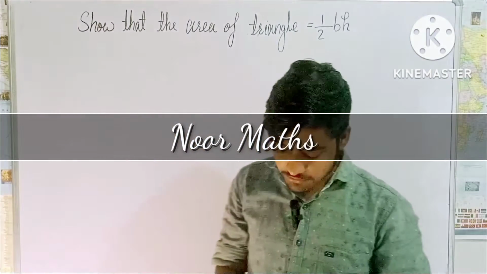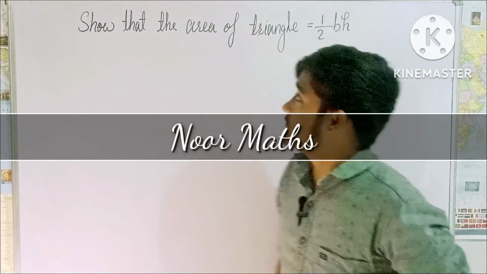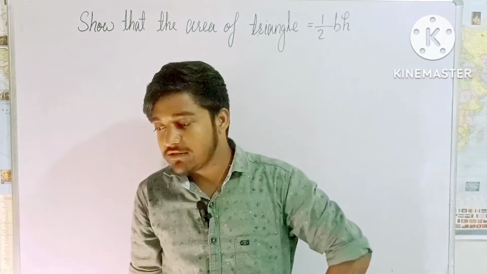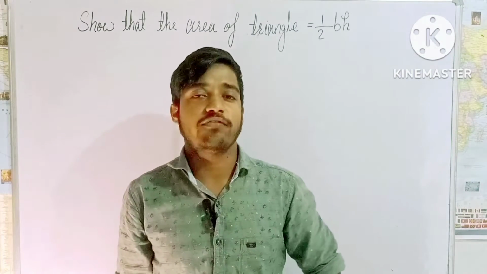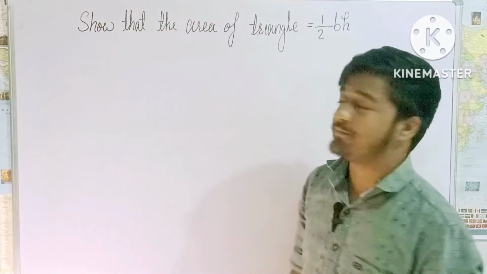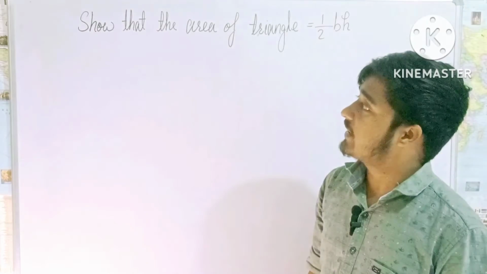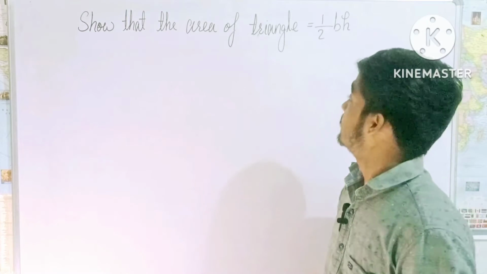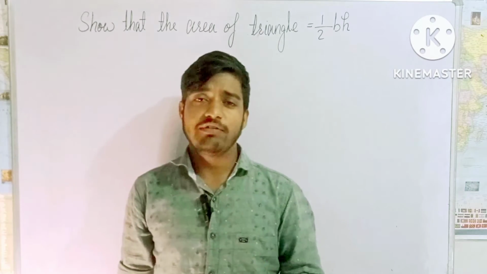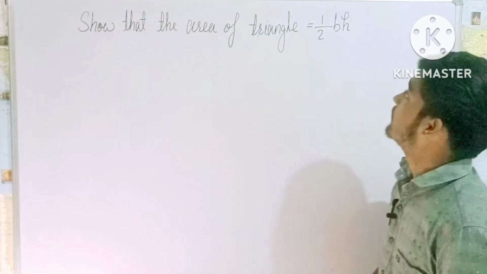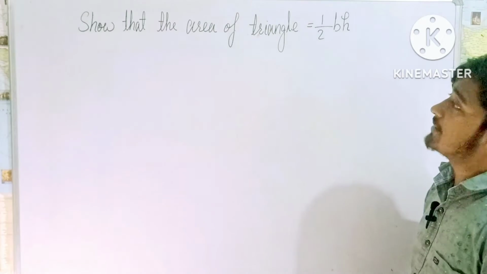Today we will show that the area of a triangle is equal to half base into height. As you know, when we have to find the area of any triangle, we use this formula: half base into height. By using this formula we easily find the area of a triangle. But today we will show how this formula comes out.